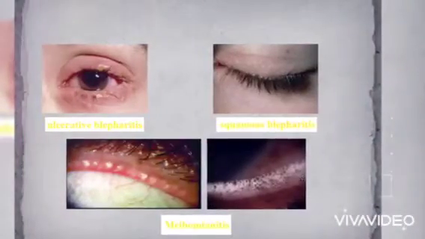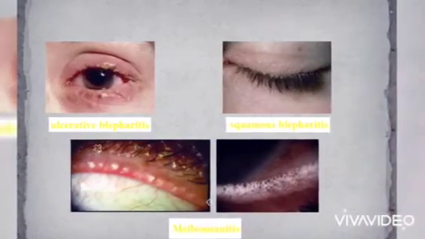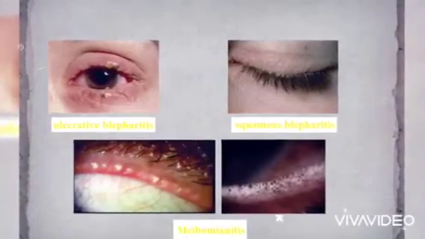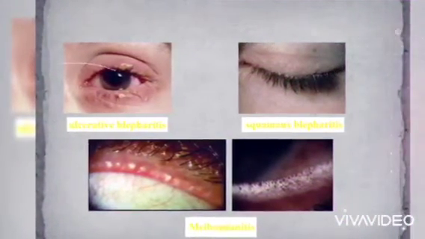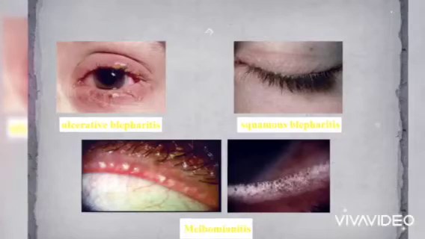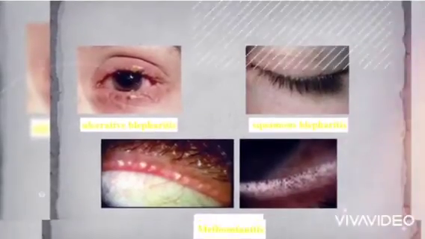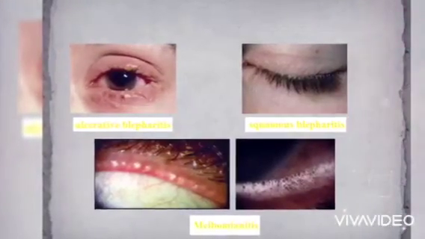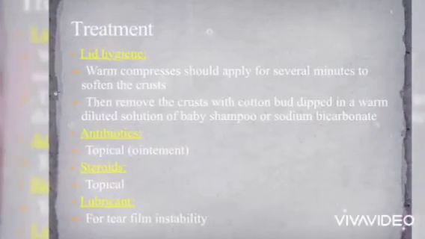This slide is showing signs for different types of blepharitis. In ulcerative blepharitis, yellow crust on the lid margin. In squamous blepharitis, white scales on the lid margin. In meibomianitis, first picture is showing pouting of gland orifices capped with oil globules, and the second picture is showing froth on the lid margin.